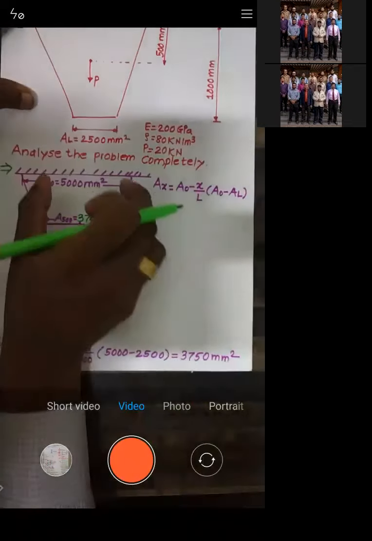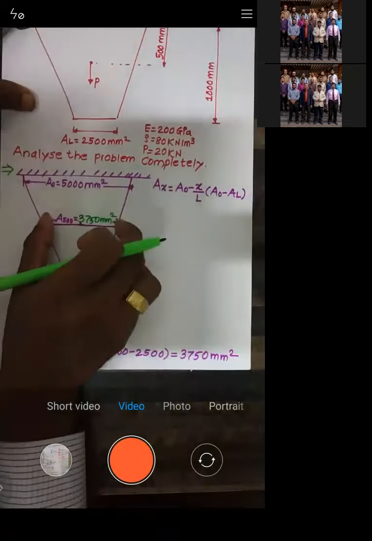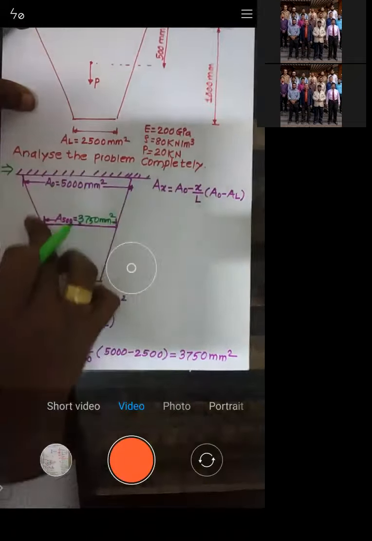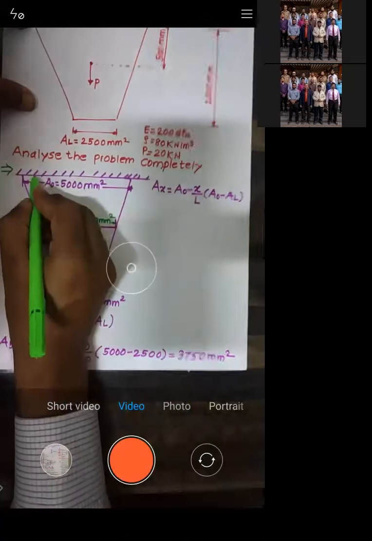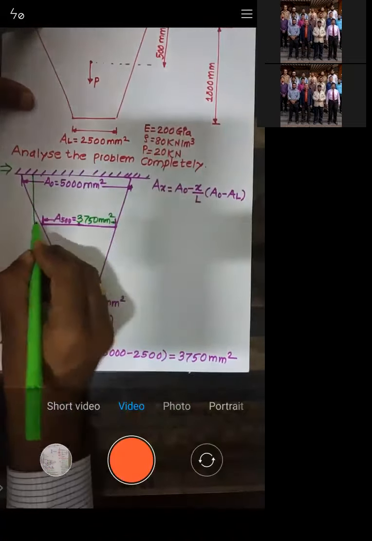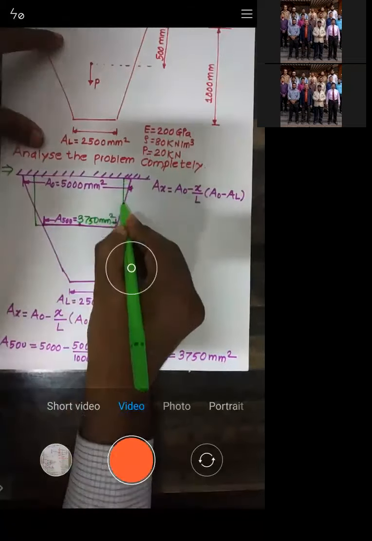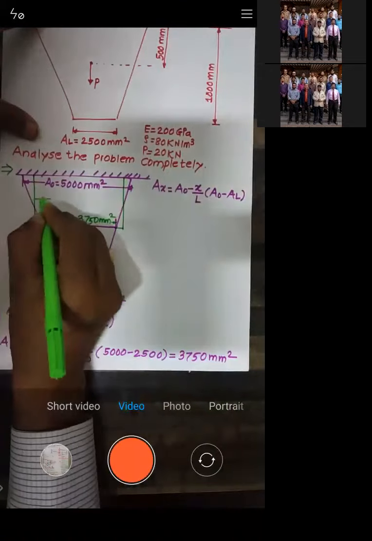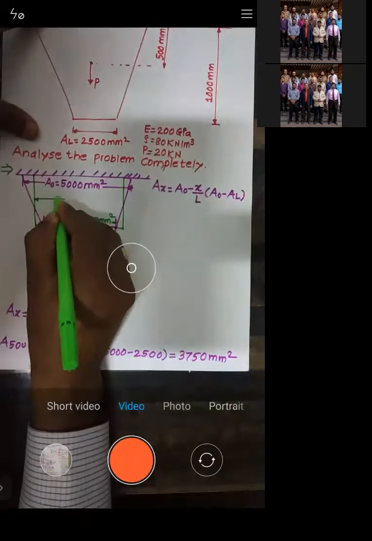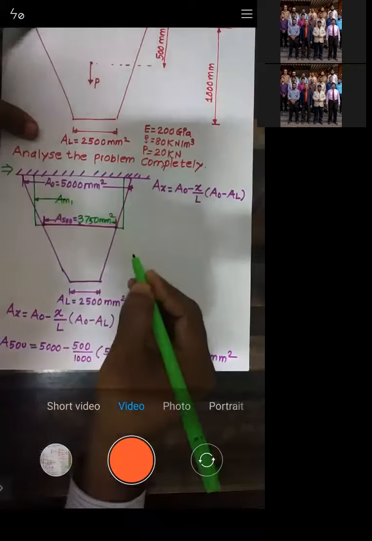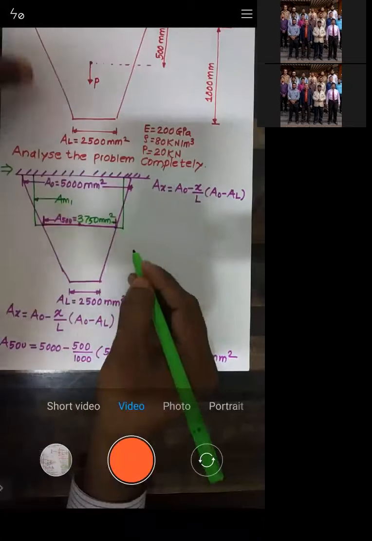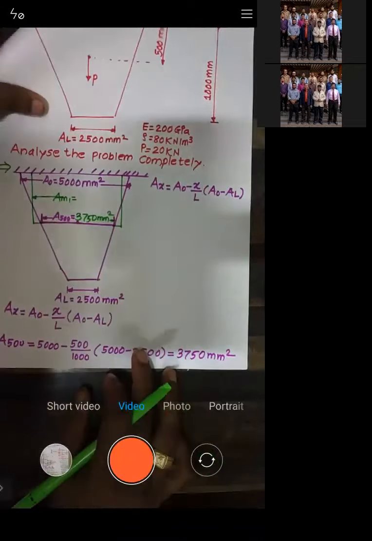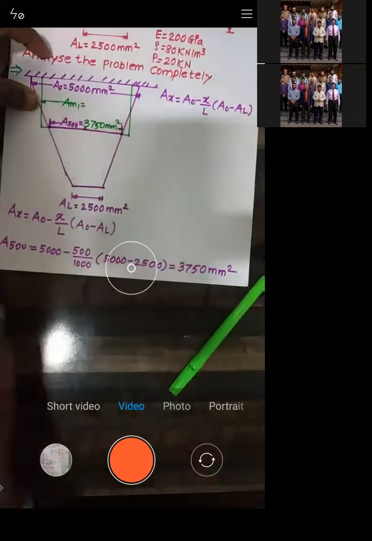Now I know the area at this section. If I take the mean of this and this, I will get the mean area for this element. So I will simply calculate the mean area. This is the mean area for element number 1, so I will call this AM1. I need to calculate the mean area for element number 1.